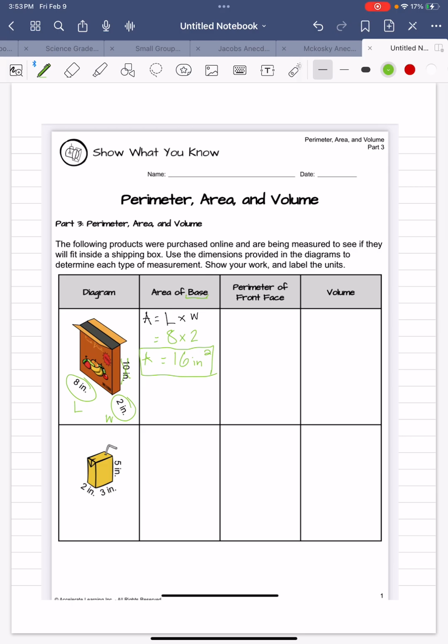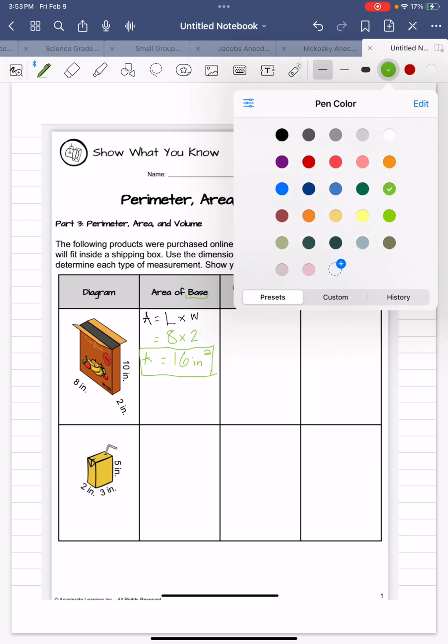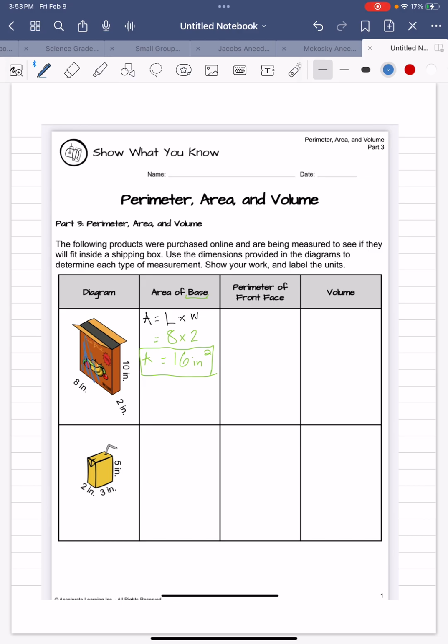All right, now we are going to move on to the perimeter of the front face. Now when it says front face, what it's asking about is the face that is showing the most of it. So in this case, the face is actually all of this big, wide, rectangular portion, okay? So we need to find the perimeter of that front face first, okay? So once again, whenever we are given a unit of measurement, or if it literally says perimeter or area, we are going to write down our formula.